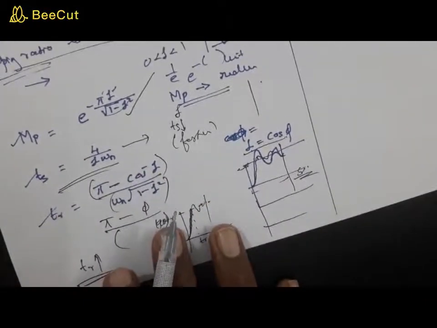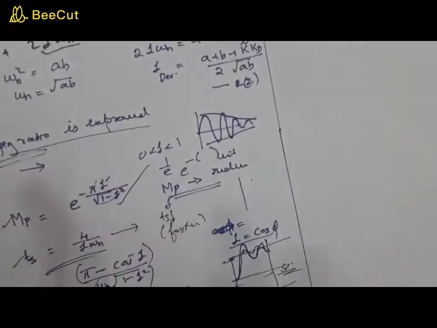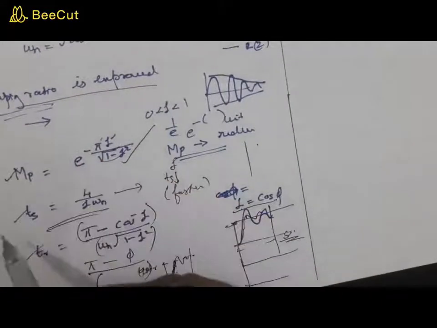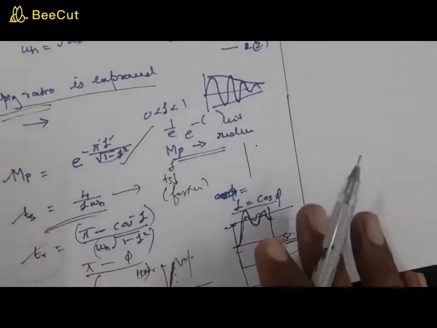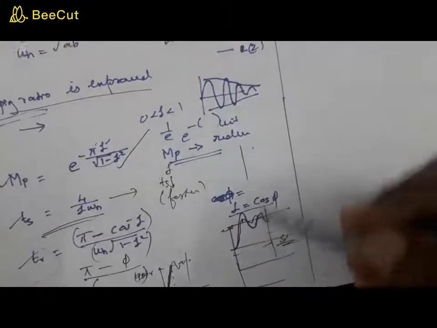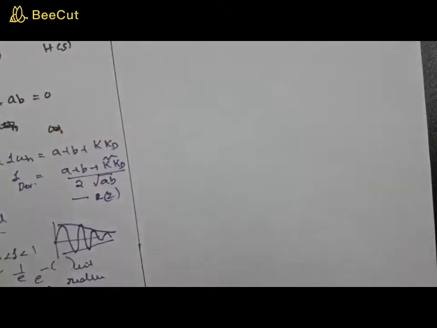So we have seen the greatest impact of the derivative control is its impact on the damping ratio. The damping ratio gets improved. As a consequence, the maximum overshoot and settling time get reduced, and the drawback is that rise time is increased. Rise time is increased means it will be sluggish initially, or it will be lazy initially, right?